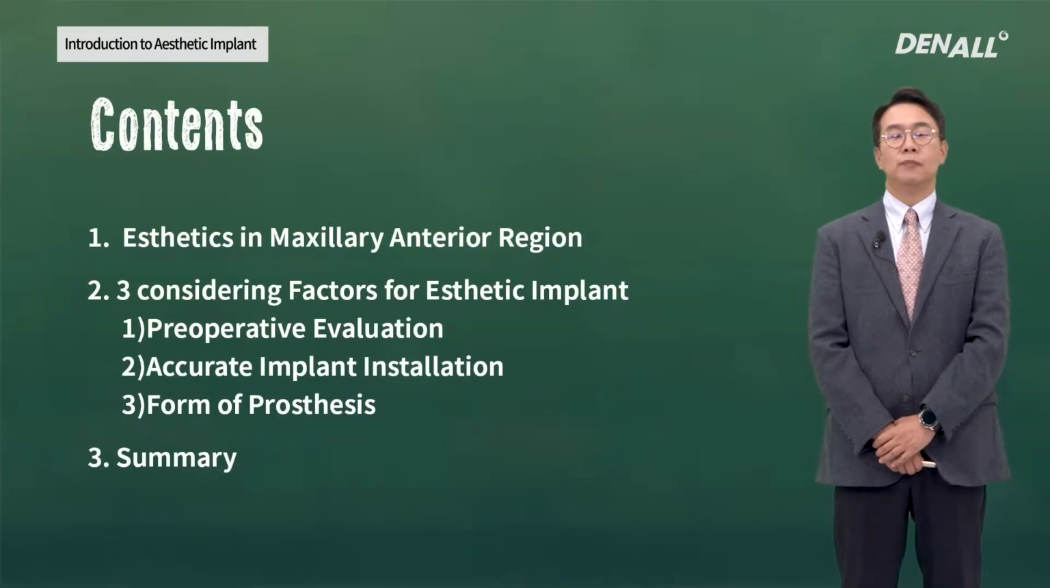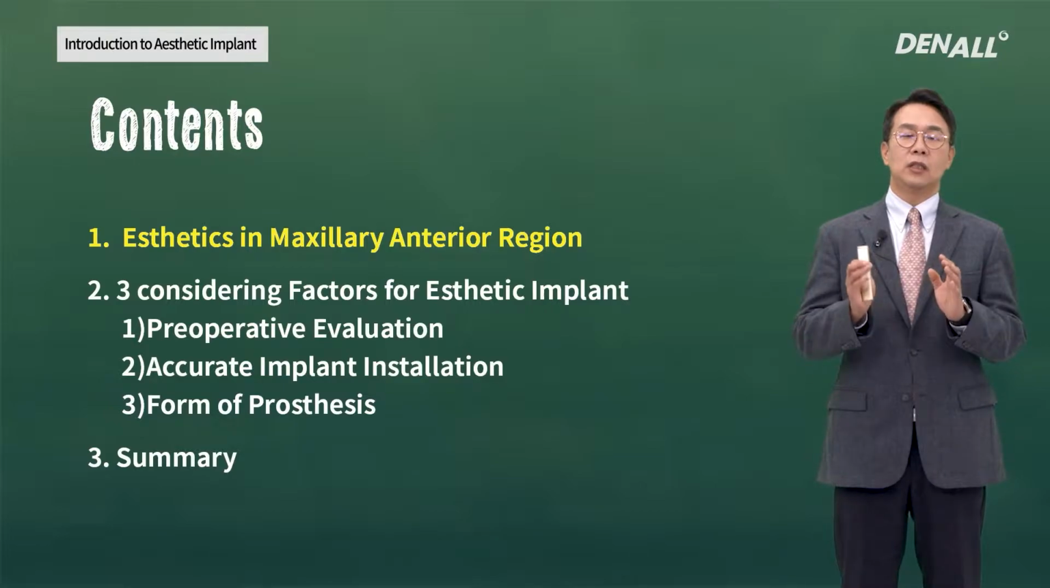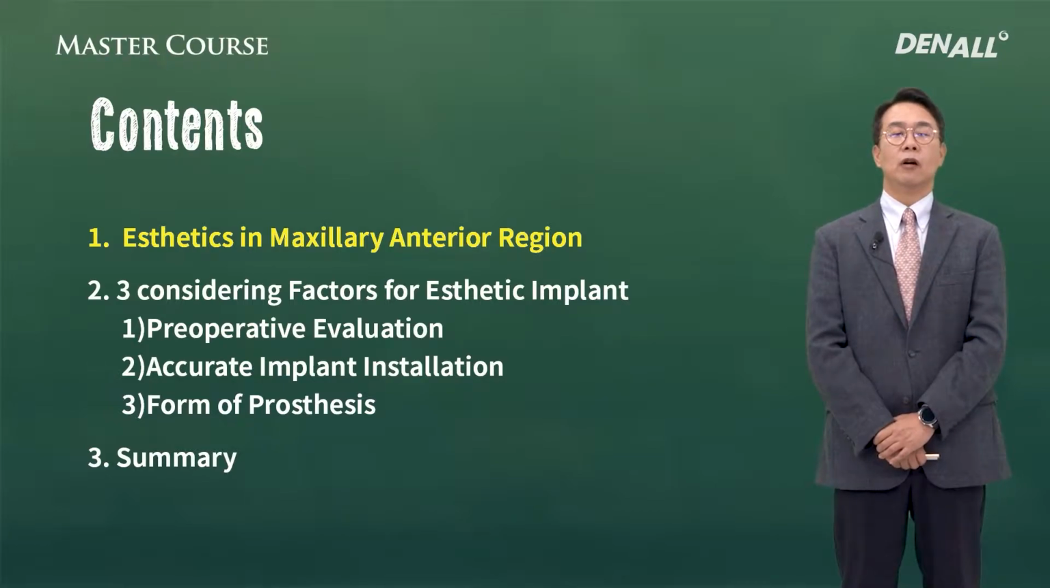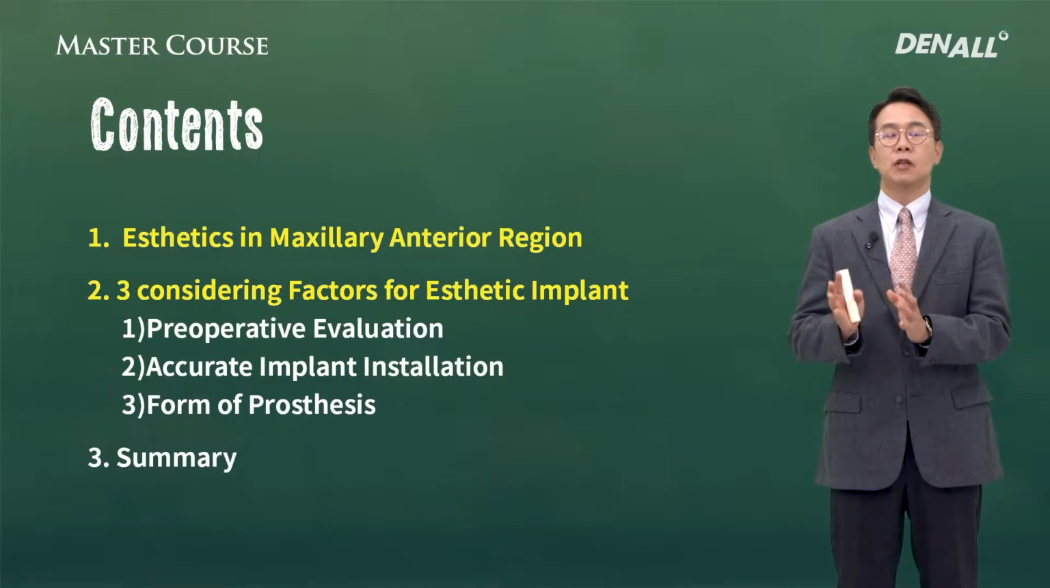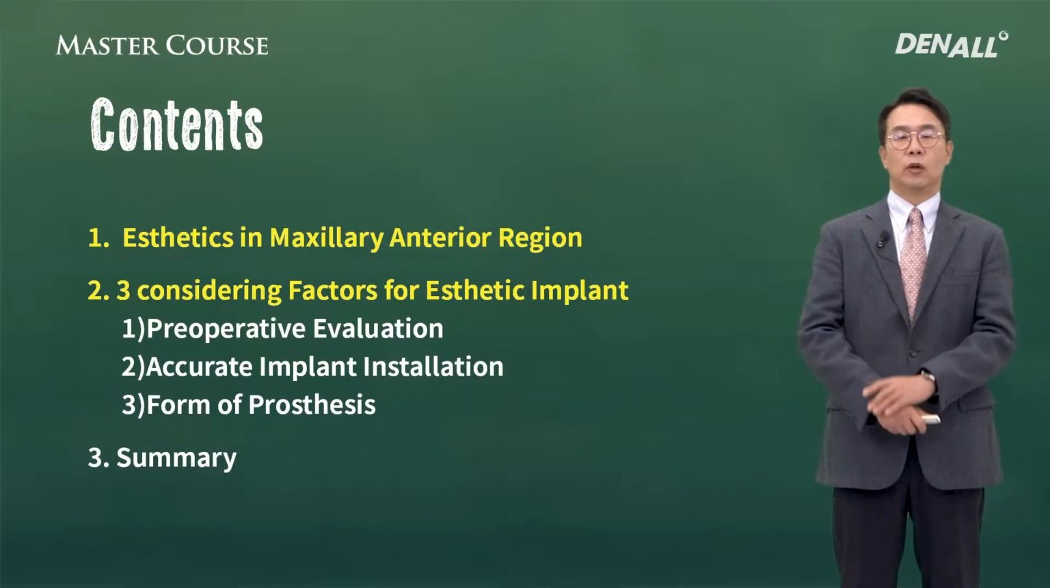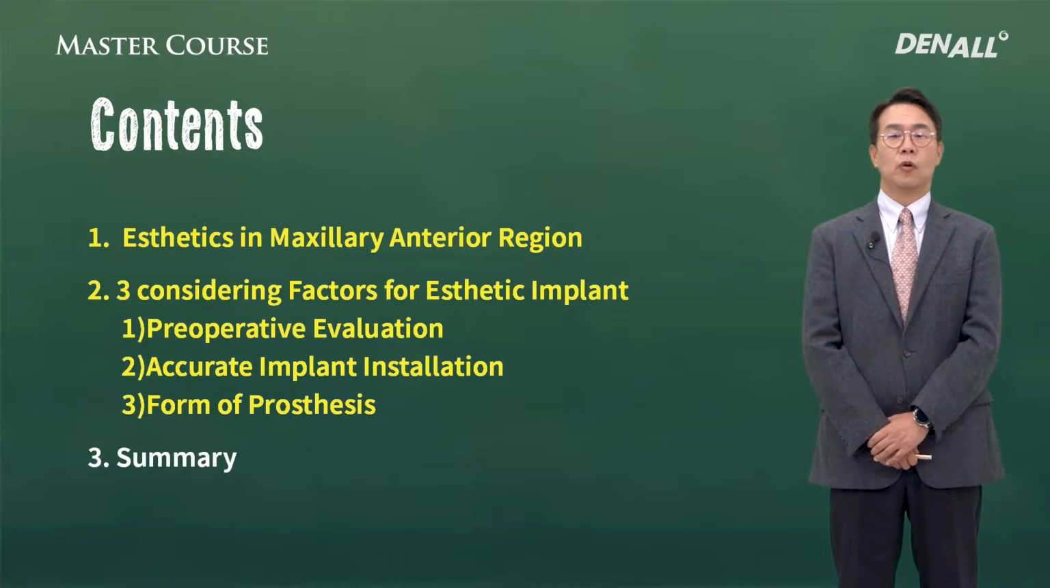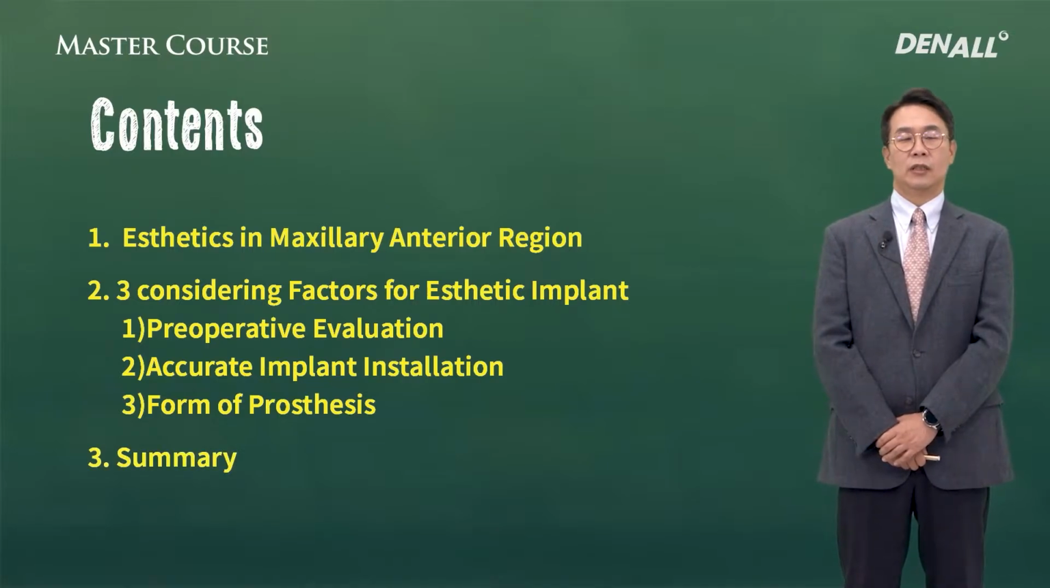The contents. First, aesthetics in maxillary anterior region. Second, for aesthetic implants, factors to consider. Three of them: first, preoperative evaluation; second, accurate implant placement; third, forms of prosthesis. And summary.